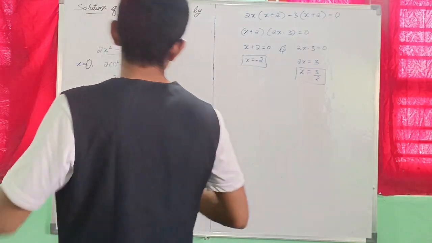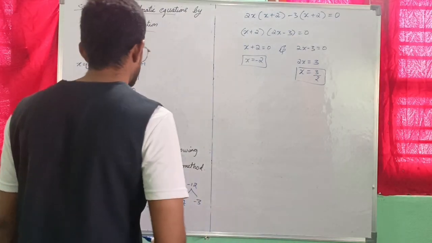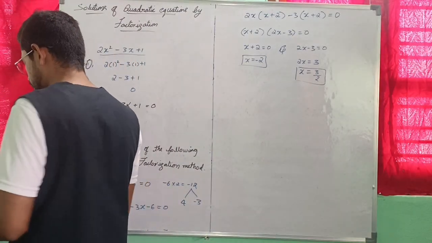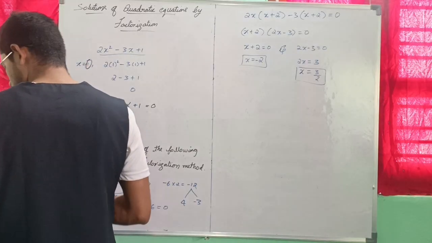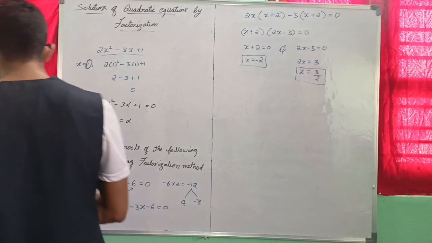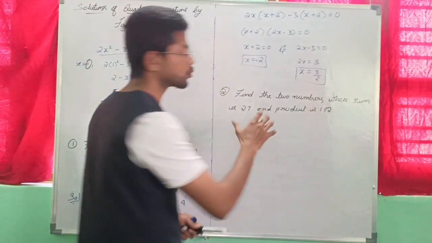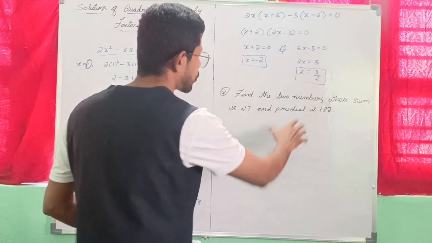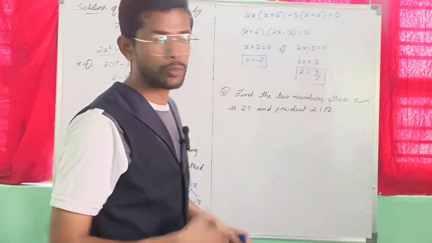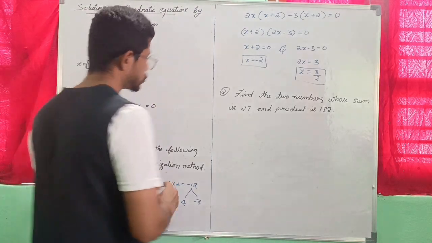Let's solve the second problem. Find the two numbers whose sum is 27 and the product is 180. Let's solve this.